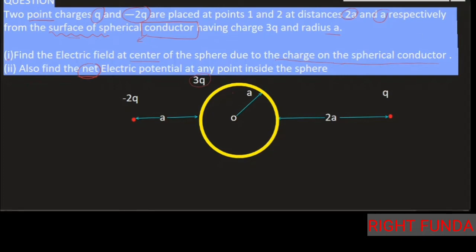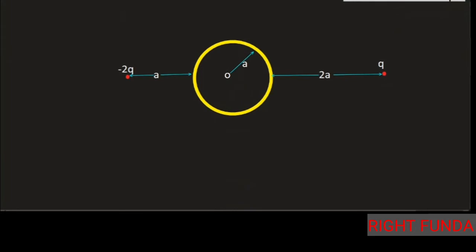Now see how to approach this problem. What will happen when the charges are there? When these two charges were not there, the 3q charge would be uniformly distributed throughout the sphere, and the field inside would be 0. But as soon as you put these two charges, what will happen? As soon as you put the charge q and the minus 2q, charge will be induced. Here the 3q charge is there, but it will be redistributed.